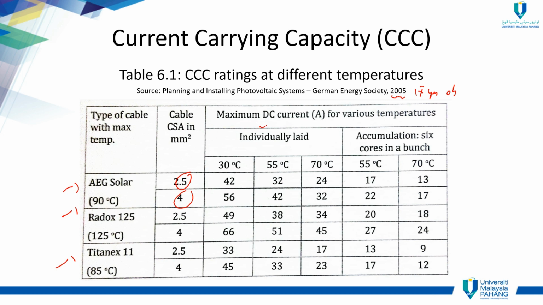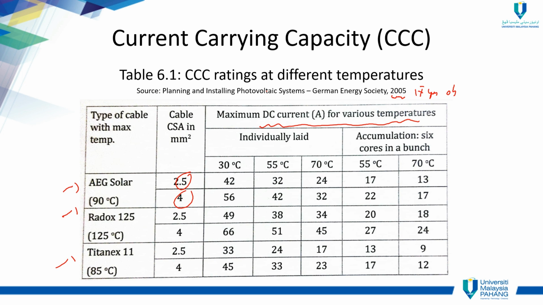Okay, maximum DC current for various temperatures. So this is the critical one. Okay, ini yang kita nak tengok. What is the maximum current for that specific cross-sectional area of the cable? For example, if we plan to use 2.5 millimeter square, what is the maximum current that can flow through that cable? Usually the maximum current is all about the parallel connection. If we do parallel connection, the current will be multiplied, so it's very important for us to check the spec.